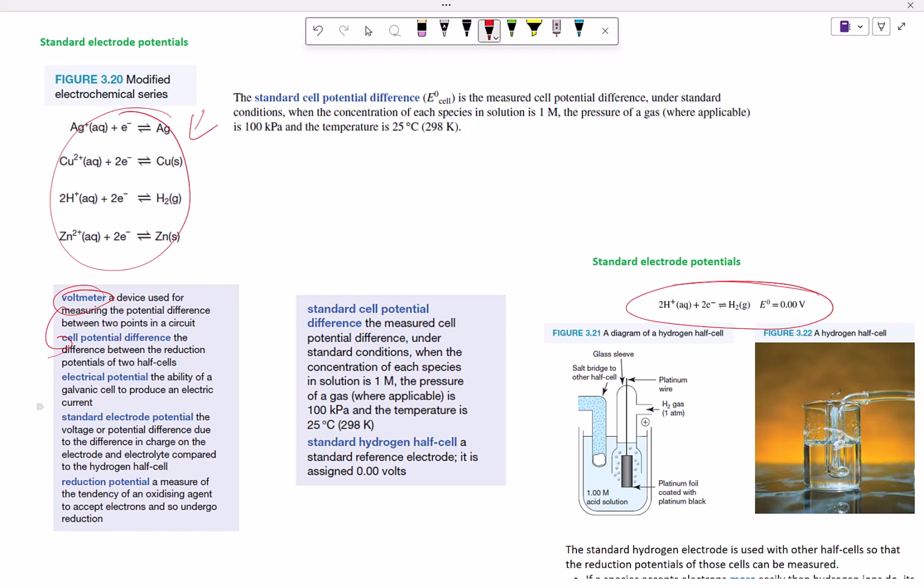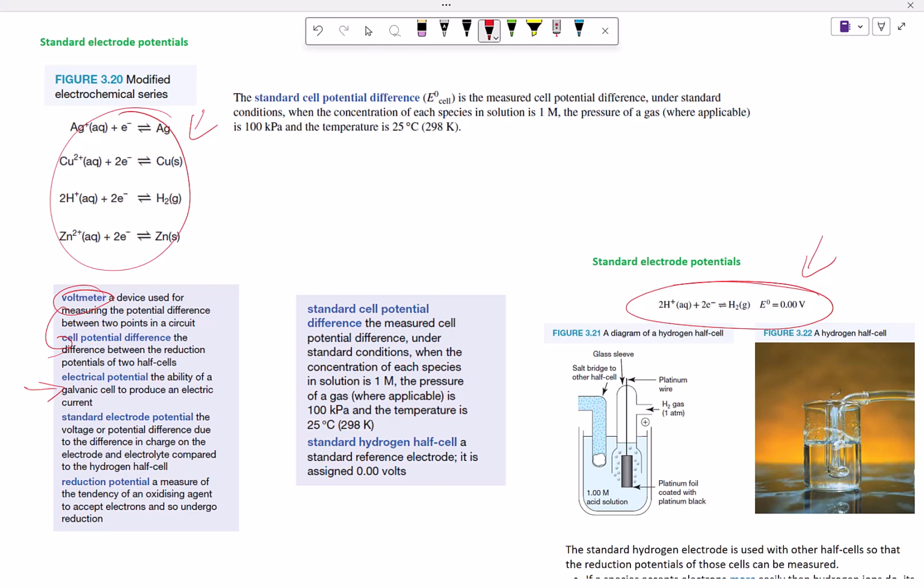We've got electric potential here, the standard electrode potential. As it's written there, we'll go into a little bit more detail in a moment. That's the voltage due to the difference in charge on the electrode and the electrolyte compared to a hydrogen half cell. We're doing it compared to this. It's a completely arbitrary decision, but when people started doing this, this is what they started to do, so they could work with something and keep it consistent.